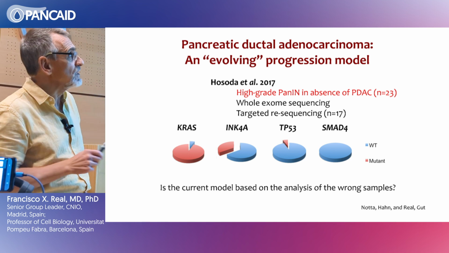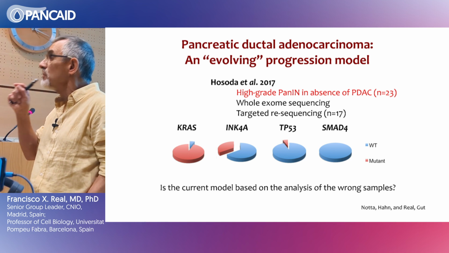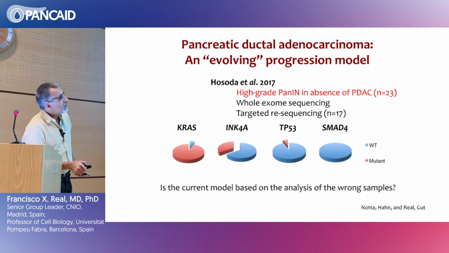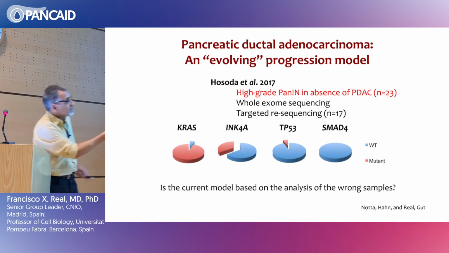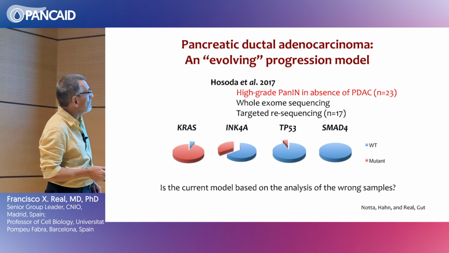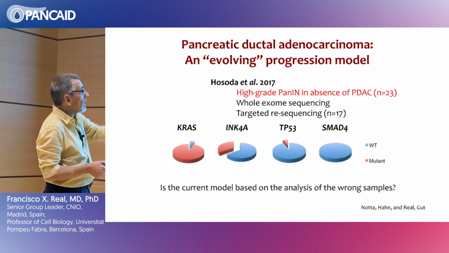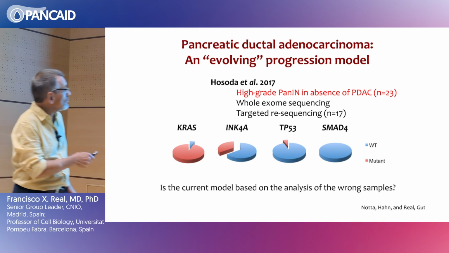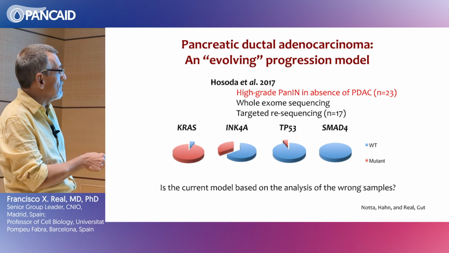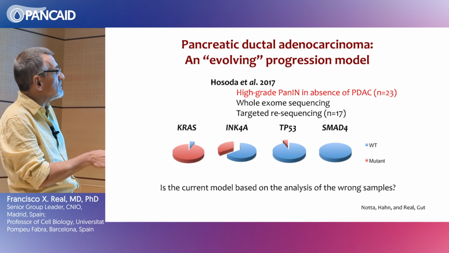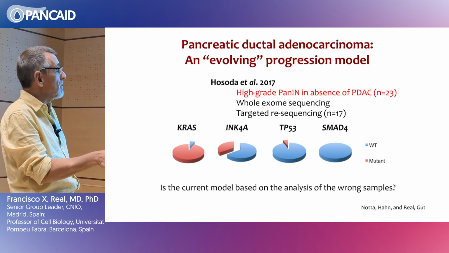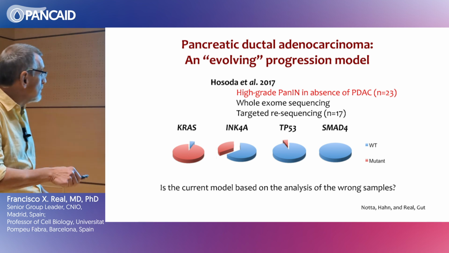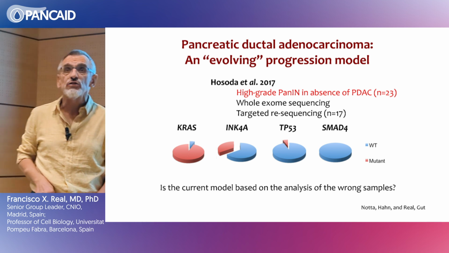And what they found, these are high grade. This is PanIN 3, which according to the slide that I showed you here, has mutations in P53 and SMAD4. Well, sorry, has mutations. So look at this. It turns out that high-grade lesions have mutations in KRAS, most of them. A fraction of them have mutations in P16, but very rarely mutations in P53 and SMAD4, which leads me to think that the model we have is based on the analysis of the wrong samples.